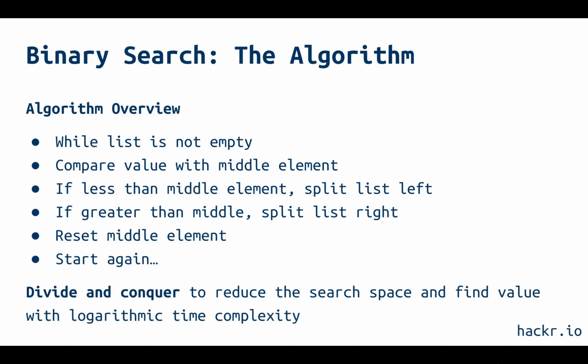The overview is, while the list is not empty, let's compare our target value with the middle element. If it's less than the middle element, split the list to the left. If it's greater than the middle element, split the list to the right. We then reset the middle element and start again. That's it. That's all there is to the algorithm. The idea here is divide and conquer. We reduce the search space and find the value with logarithmic time complexity.